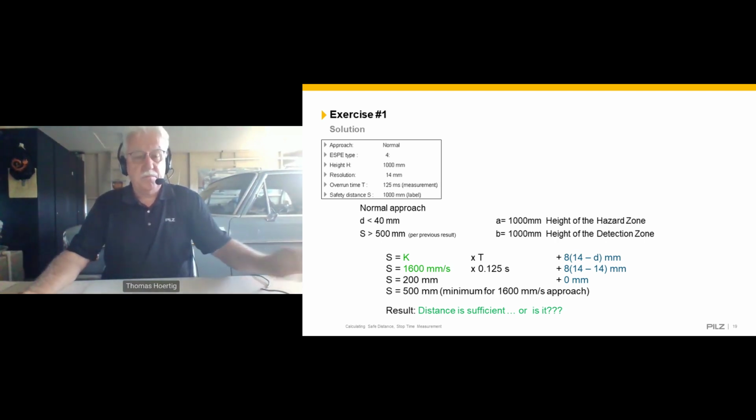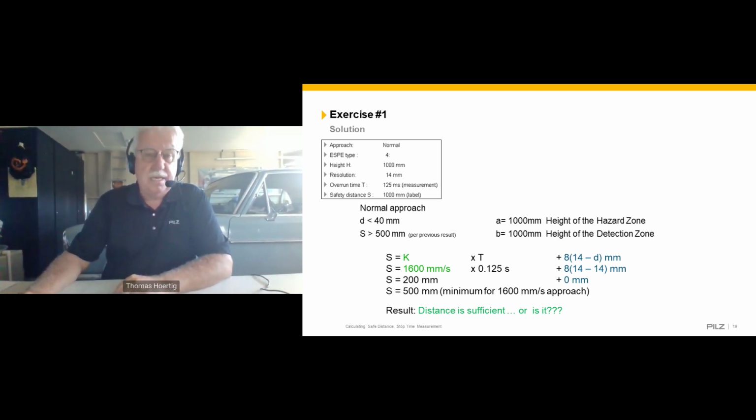All right, so we take our data from before and look at normal approach. We have the resolution d smaller than 40 millimeters because we're at 14. The height of the hazard zone is 1,000 millimeters. We also have the distance S because it's an existing one. The label says 1,000 millimeters, so we're greater than 500. The height of the detection zone is also 1,000 millimeters.